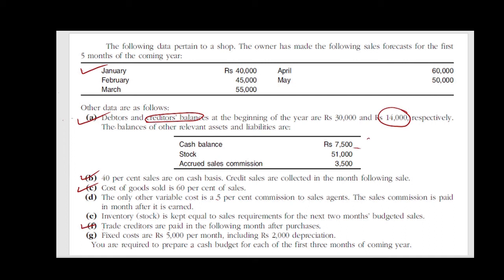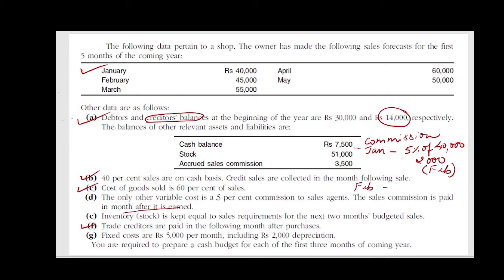So what is the commission for the month of January? For the month of January, commission will be 5% of sales of January. Sales of January is 40,000. This commission of 2,000 will be paid in the next month. What's mentioned? The sales commission is paid in the month after it is earned. Whatever is to be paid to the salesman in the month of January will be paid in the month of February.